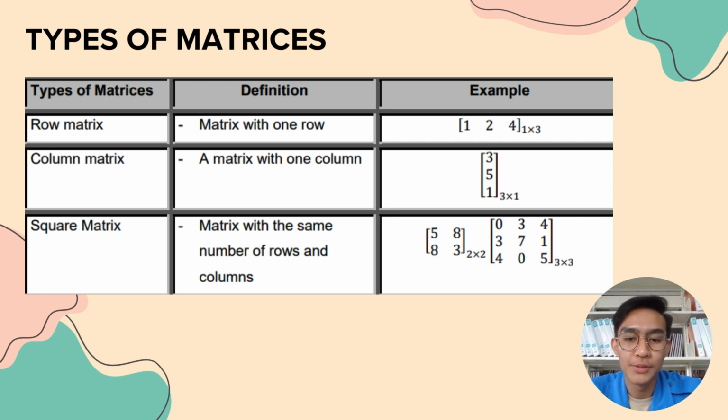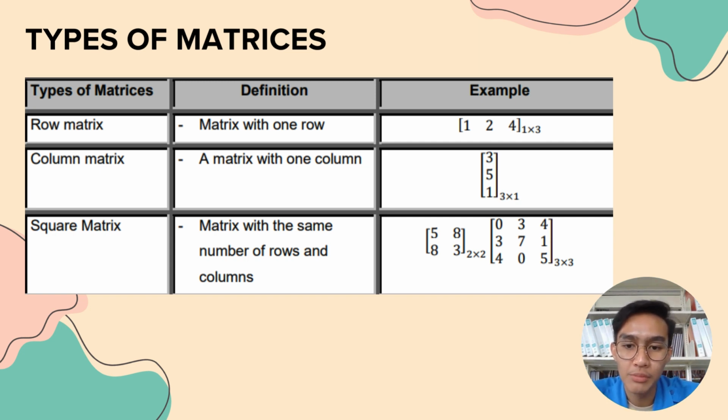1, 2, 4. And the second type of matrix is column matrix. A column matrix is a matrix with one column. For example, 3, 5, 1. And the order is 3 by 1, which is the matrix has three rows and the column only has one.